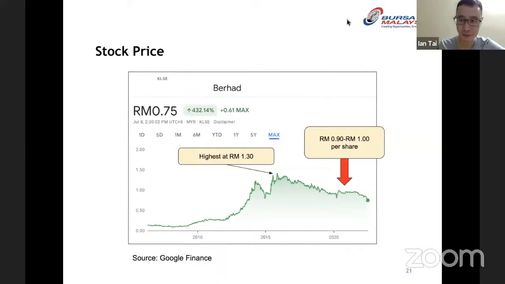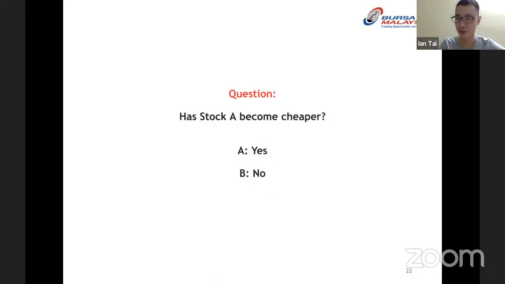But from my point of view, here's how I see things. Some of you have already jumped the gun a bit and gotten the answer, but I'm just going to elaborate further on how I approach this. Has stock A become cheaper? A lot of you have already spoken and said, no, the stock is not exactly cheaper. But over here, I'm going to review the calculation. Why is it that stock A, despite a falling stock price, may not necessarily be cheaper? So here's the calculation.